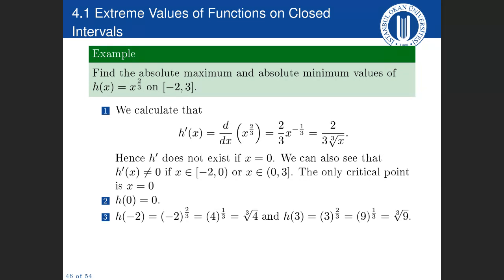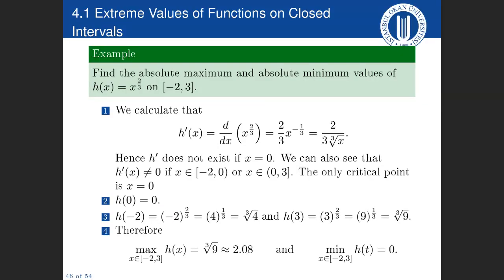So what do we have? We have three numbers. We have the number 0, we have the number cubed root of 4, and we have the number cubed root of 9. Which of these three numbers is the biggest? Which number is the smallest? So step 4, we choose the biggest one for the maximum. The maximum of h is cubed root of 9, and the minimum of h must be 0.